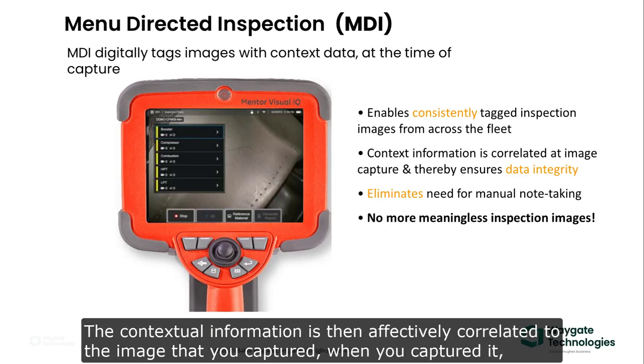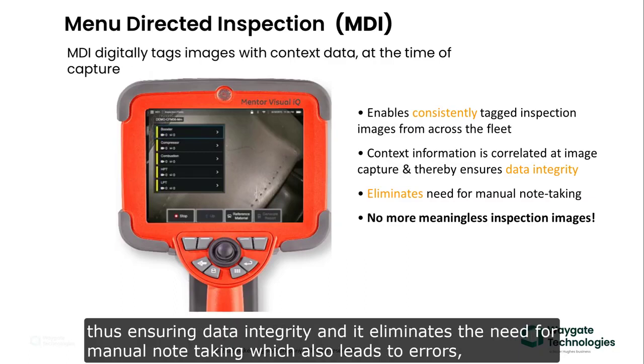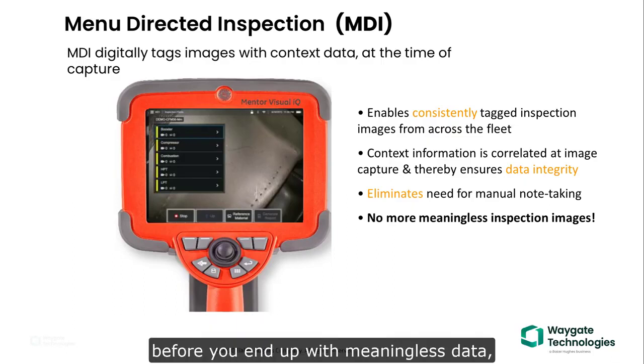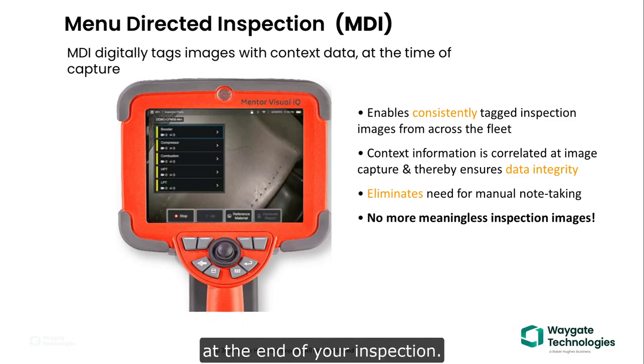The contextual information is then effectively correlated to the image that you captured when you captured it, thus ensuring data integrity, and it eliminates the need for manual note-taking, which also leads to errors. Therefore, you end up with meaningless data at the end of your inspection.